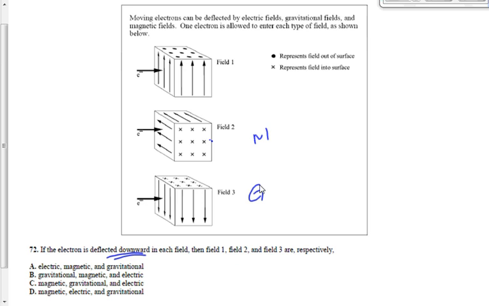Well, then the other one must be electric. But let's just double check that. If we want a negative particle to experience a downward force, which way does the field have to point if it's an electric field? Opposite to the direction of the field, right? So this one's going to be the electric field. So fields 1, 2, and 3 are going to be electric, magnetic, and gravitational. Is that what you guys said? A? Okay, good. So A is our answer then.